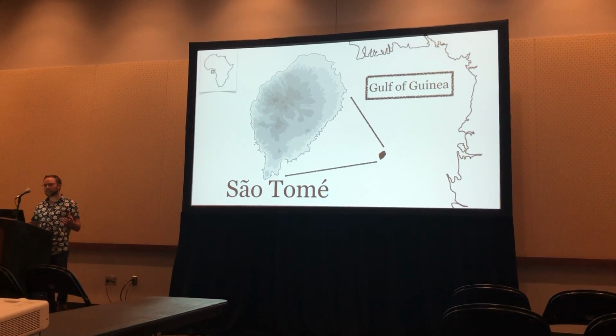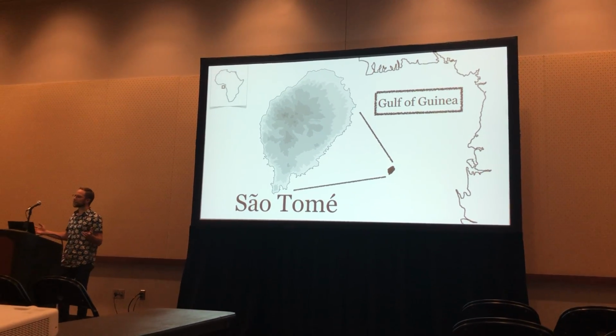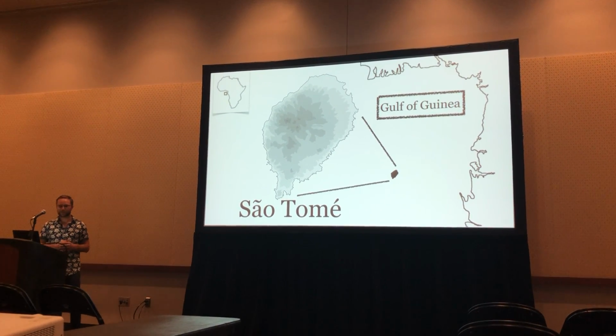And I like to think of the island of Sao Tome as a pulperia. It's rather small, but it has a lot to offer. You can giggle, it's all right.